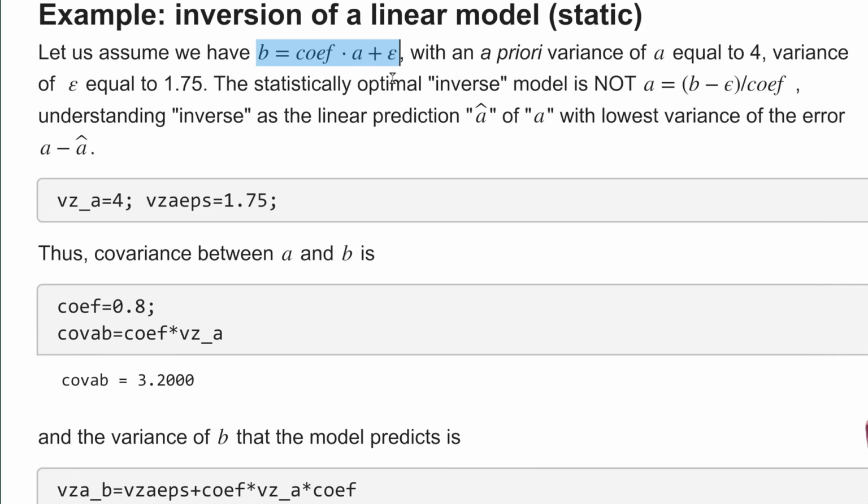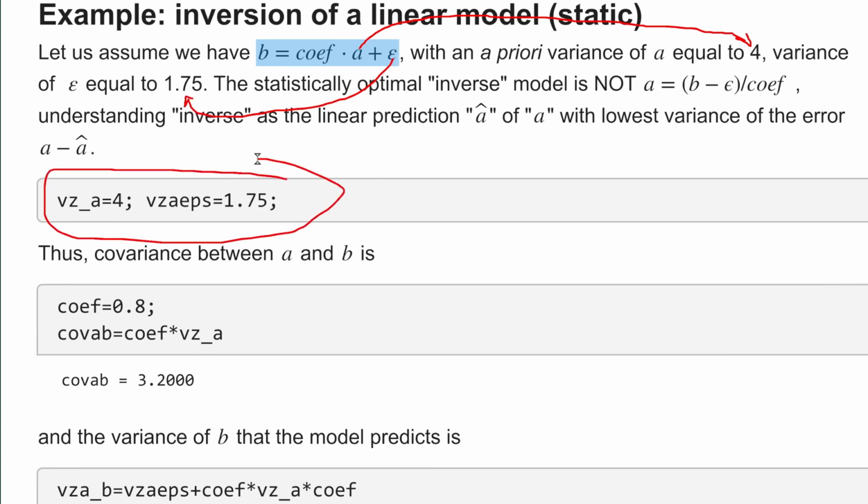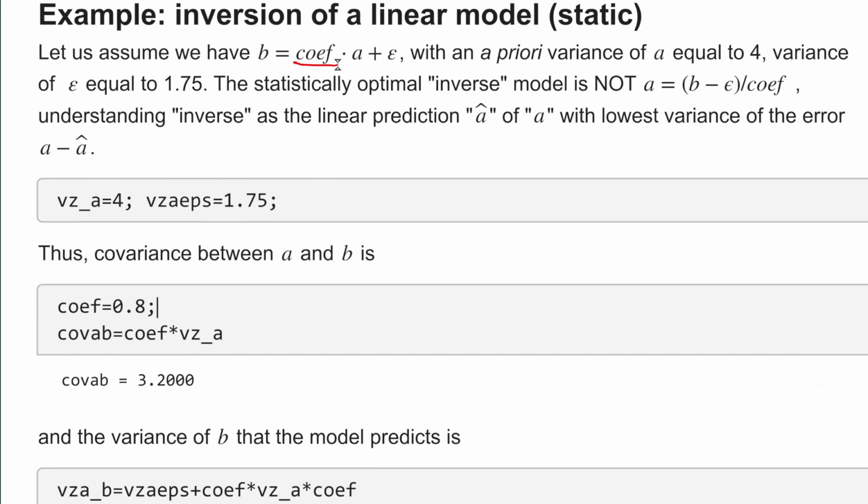I will start with a model that predicts B given A, and then my objective is obtaining the model that predicts A given B. So if we have this model in which the input has a variance of 4 and the noise has a variance of 175, there we have it. The true model also, I will assume that it's 0.8.